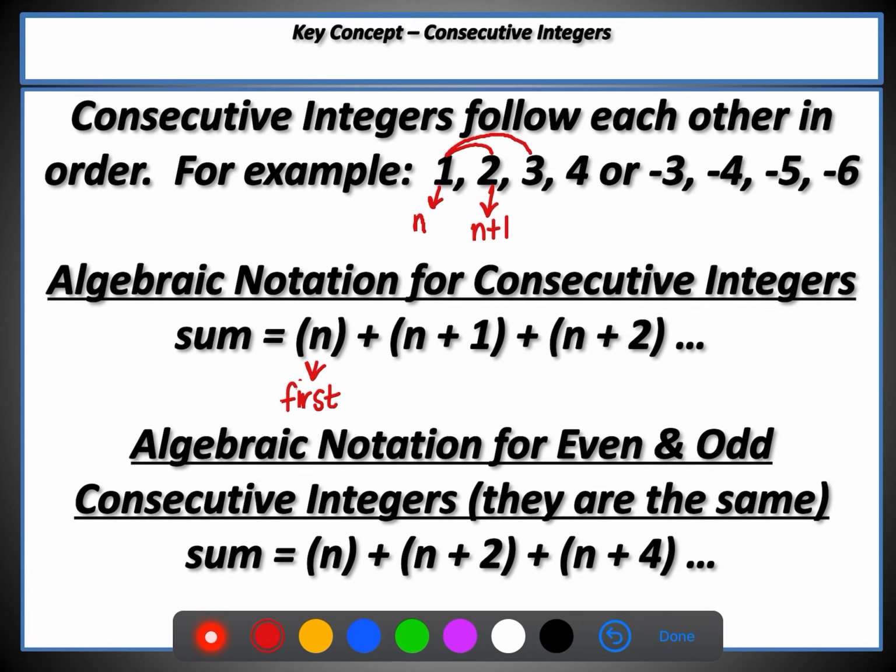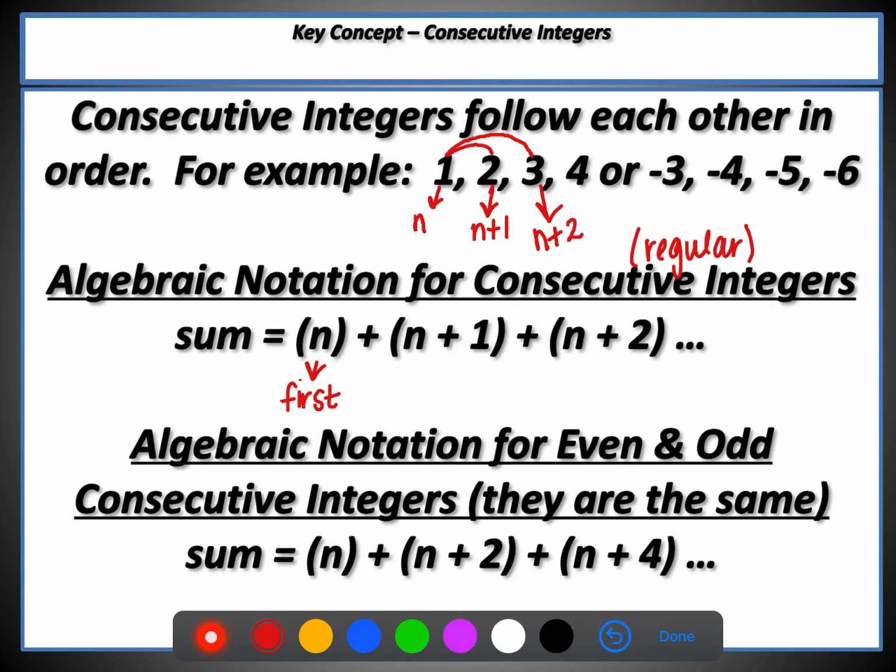To get to our third number, how do we get from 1 to 3? You had to add 2. So that's why this is n plus 2, and the pattern continues. So for regular consecutive integers, your first number is always n, and then each subsequent one after that is n plus 1, n plus 2.